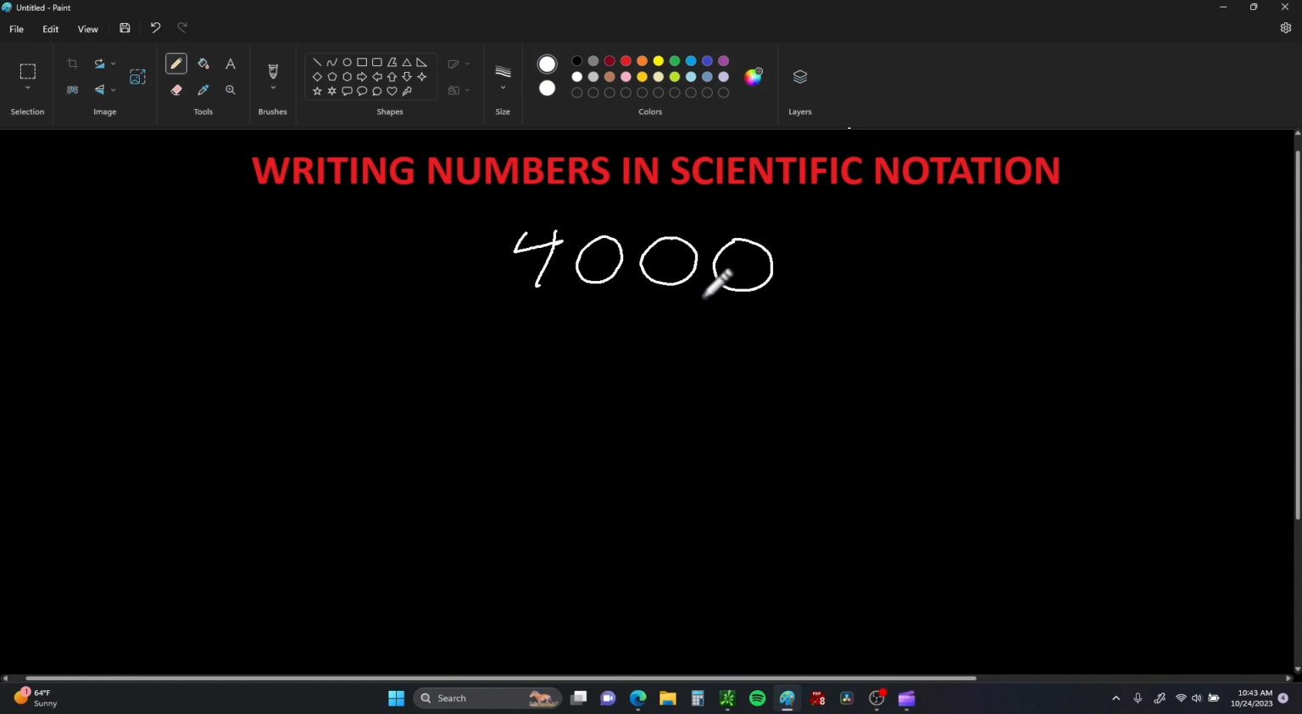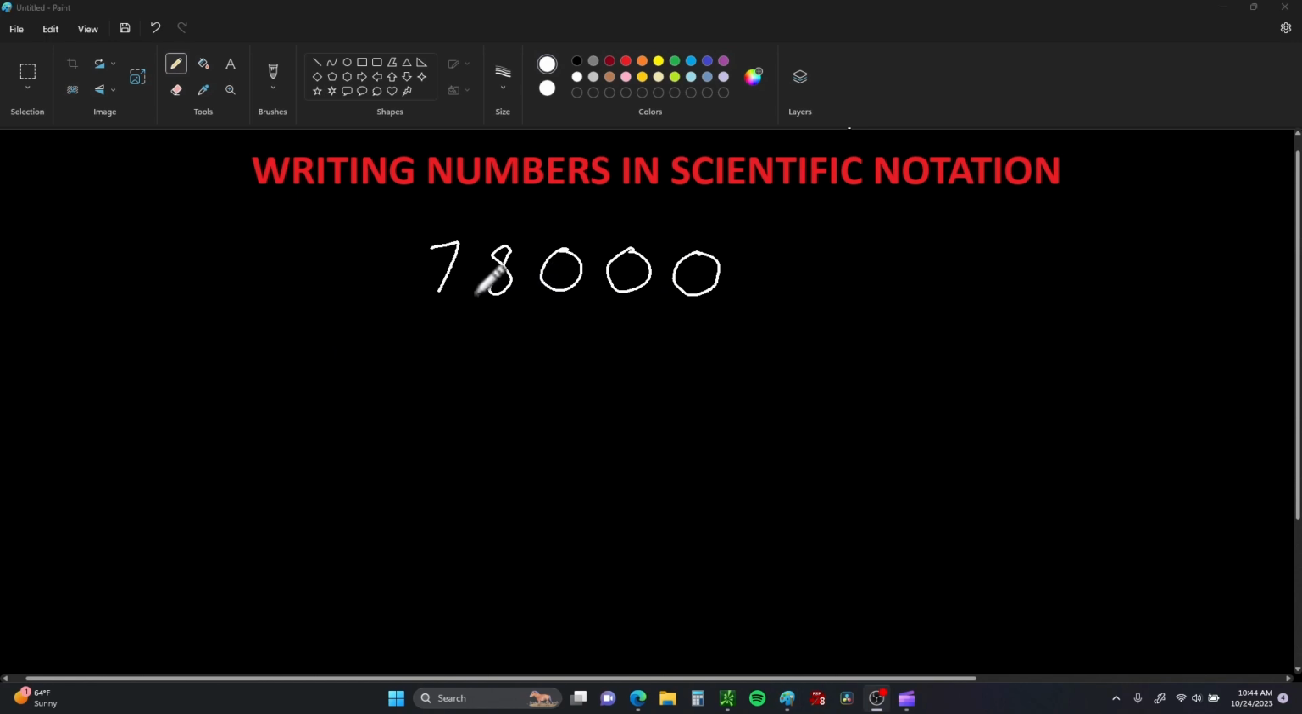Another way to write 4,000 would be to say 4 times 10, and I'm just simply counting the number of digits. Moving from here to here was 3. So 4 times 10 to the third power is 4,000.